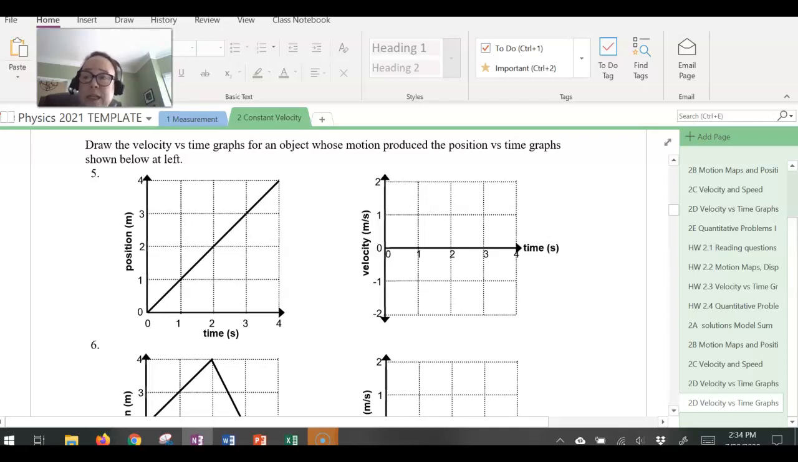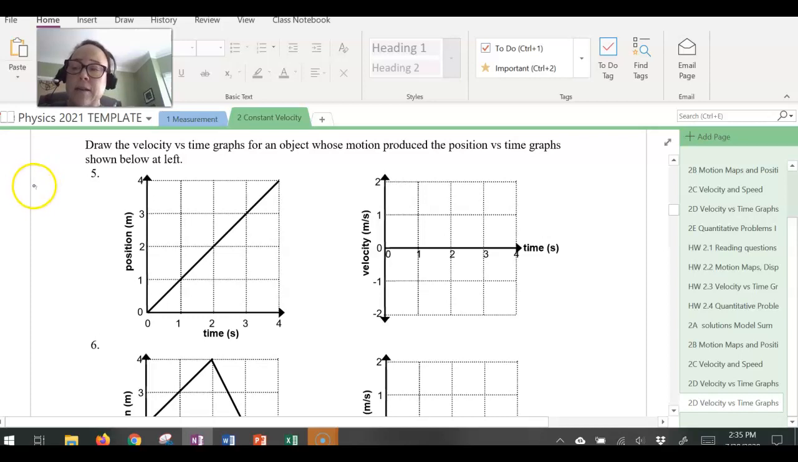So in the first example, number 5, the object is moving at a constant speed in the positive direction. I know that because it's constant speed because it's linear, and it's in the positive direction because it has a positive slope. The sign of the slope of the position versus time graph tells me the direction of motion.